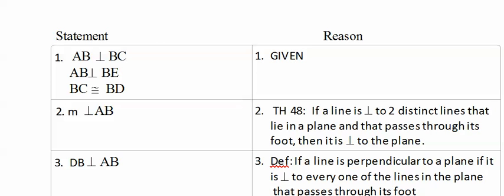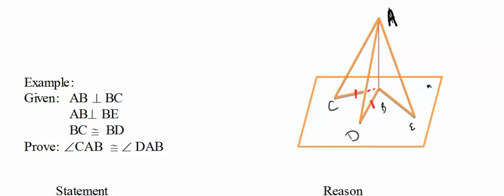So again, we're going to establish perpendicular to the plane based on theorem 48. If a line is perpendicular to two distinct lines that lie in a plane and pass through its foot, then it's perpendicular to the plane. And then we'll say that it's perpendicular to that other line, DB, that passes through the foot, because of the definition of it. Now, why will that help us get to the proof?